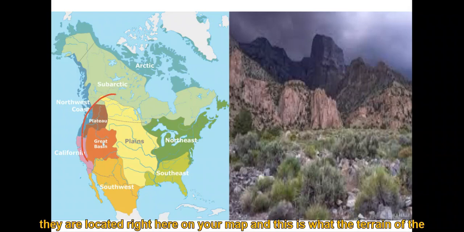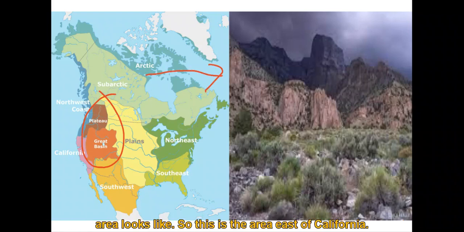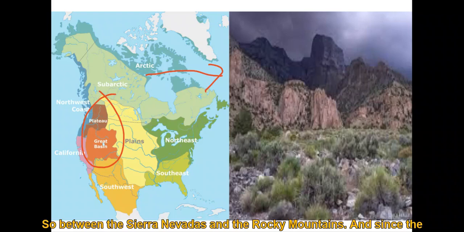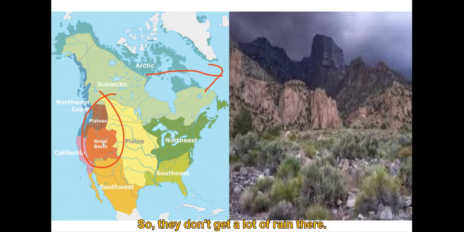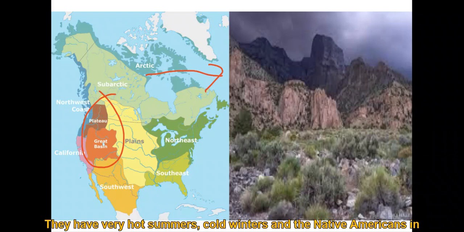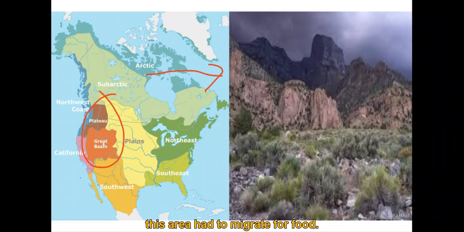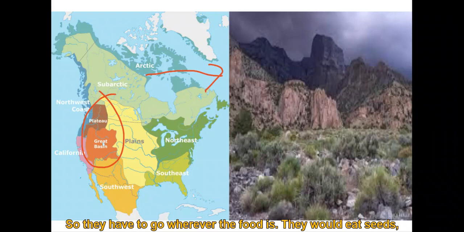Okay, so next we are going to look at the Great Basin and Plateau regions, and they are located right here on your map. And this is what the terrain of the area looks like. This is the area east of California, between the Sierra Nevadas and the Rocky Mountains. Since the mountain ranges block the rain, the region is mostly a desert, so they don't get a lot of rain there. They have very hot summers and cold winters, and the Native Americans in this area had to migrate for food. So they have to go wherever the food is.